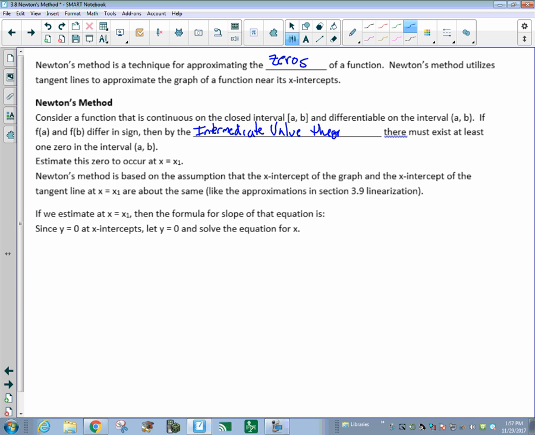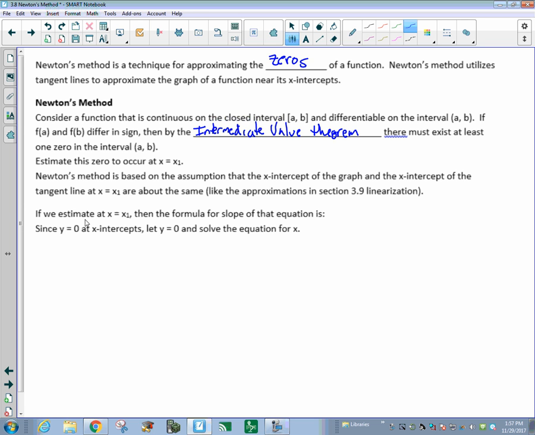Remember, in the intermediate value theorem, if f of a is positive and f of b is negative, you'd have to do some more work to find out where it crosses the x-axis. Well, this is a way of finding where it can happen.